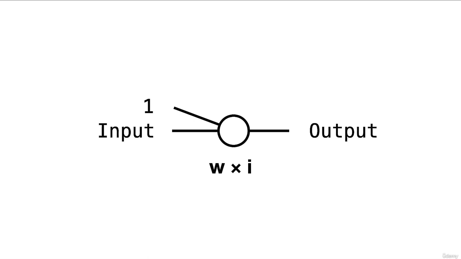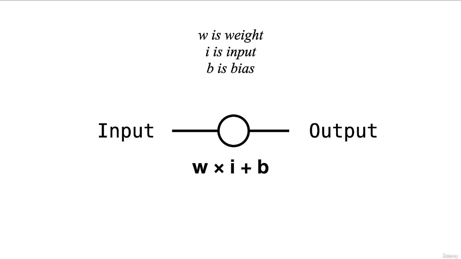The output used to be calculated by multiplying the weight times the input. With the bias added to the neuron, the output is calculated by multiplying the weight times the input plus the bias times 1. Usually, neural network diagrams simplify this. Since the bias input is always 1, it is omitted in the diagram. And then we write the formula like this. That cleans it up. W is weight, I is input, and B is bias.